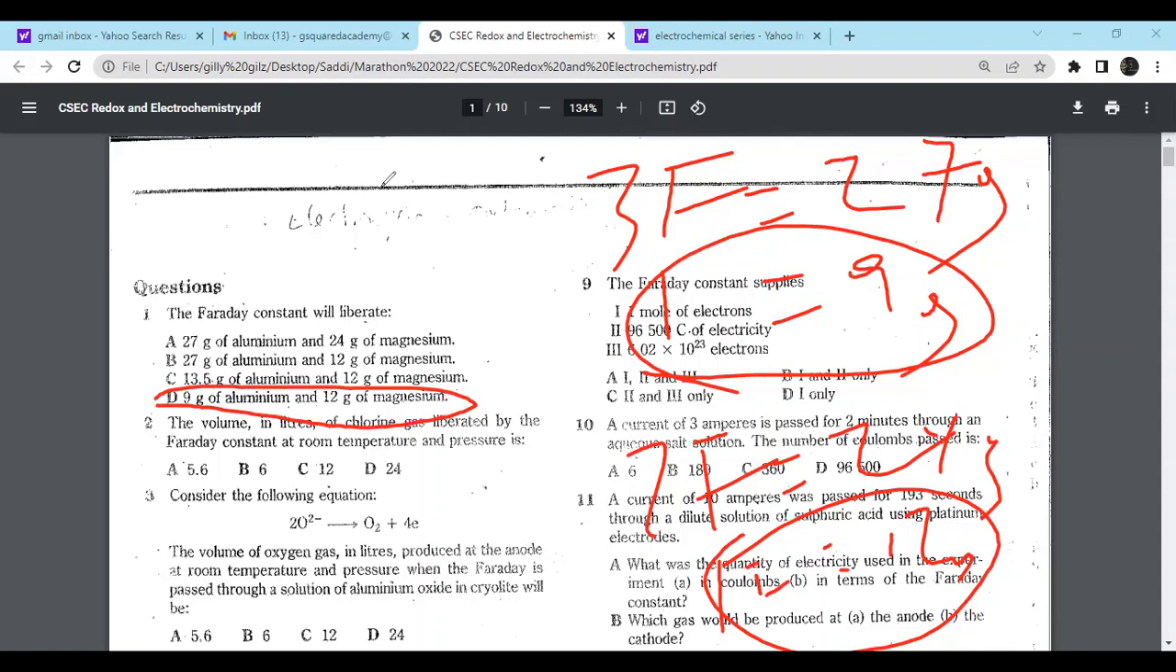This is an interesting multiple choice. This is not actually a CSEC question, but the thing about it is it forces you to think about what you're actually doing and come up with a proper answer.